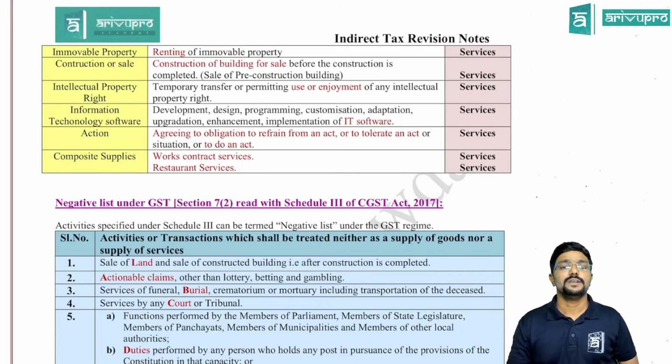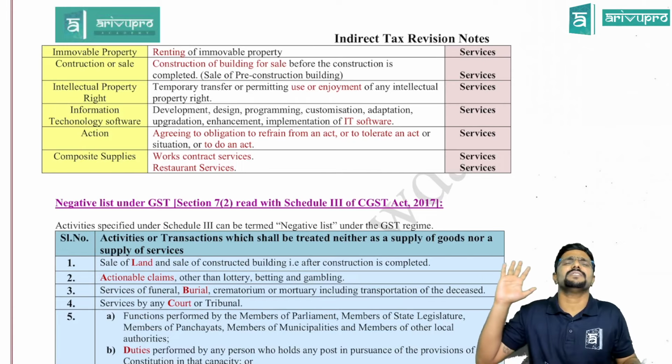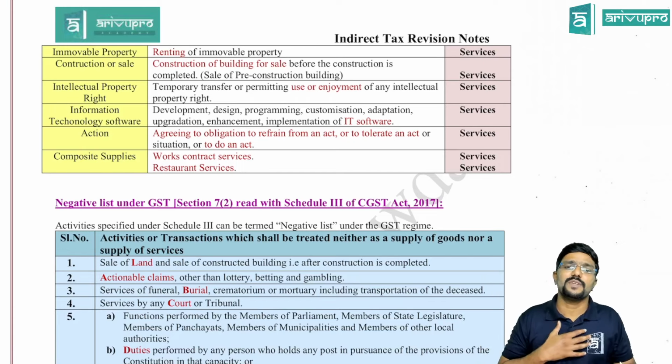Then agreeing to do something, agreeing not to do something, or refraining from doing something, or tolerating something, for which consideration is charged. In that case, it is always supply of services.